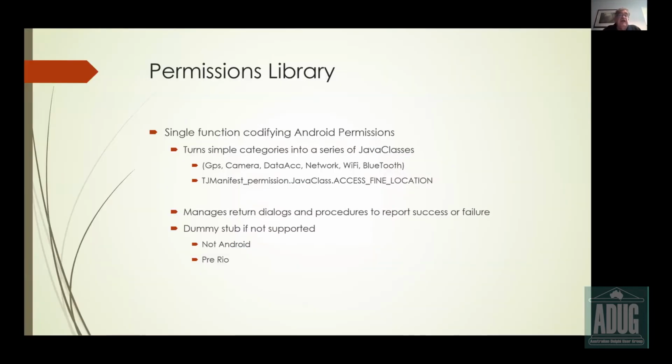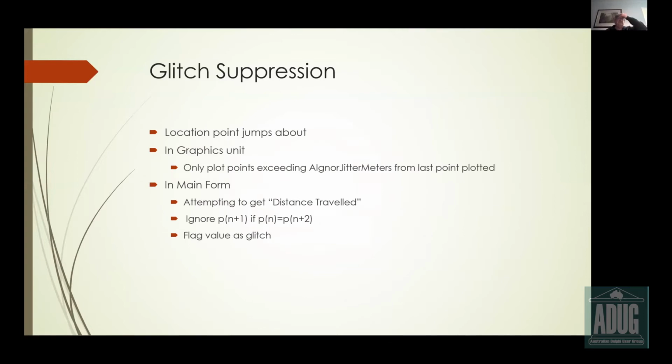Right. So now a little bit out of order, but here's the glitch suppression we came up with. The location points returned by the GPS jump about a little bit. I approached this in two ways. In the graphics unit, only plot points exceeding a particular number of meters. So you choose a value and say, if it hasn't moved more than so many meters, ignore it. That might be 50 meters or something.